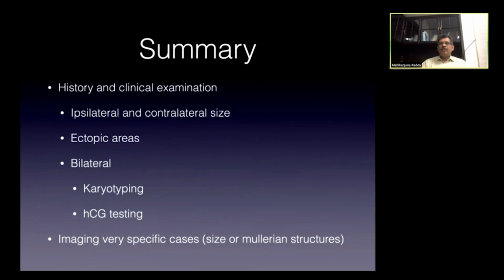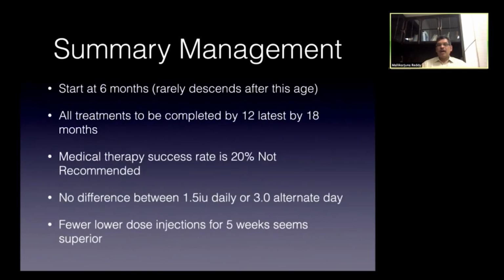So the management needs to start at around 6 months because now it rarely descends up to this age. Most of the treatments are to be completed by 12 months. The EAU says the latest by 18 months, but the recommendation now is to complete the surgical management by around 12 months.